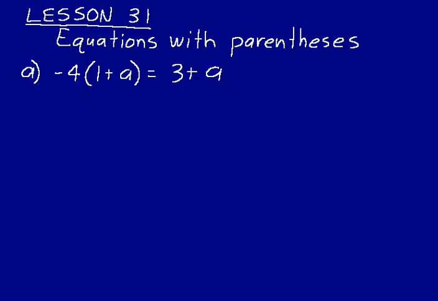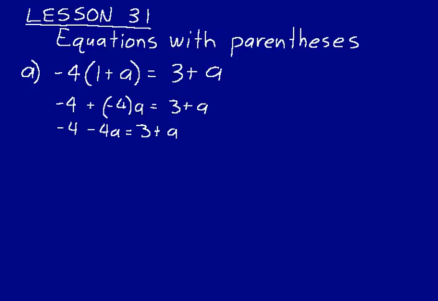For example, look at practice problem A. We have minus 4 parentheses 1 plus A equals 3 plus A. So we would distribute that minus 4 over the 1 and the A. And we do that first. So we'd say minus 4 times 1, that would just be a minus 4. And then plus a minus 4 times A. And then we just say equals 3 plus A. So now we can just rewrite that. Minus 4 minus 4A is equal to 3 plus A.